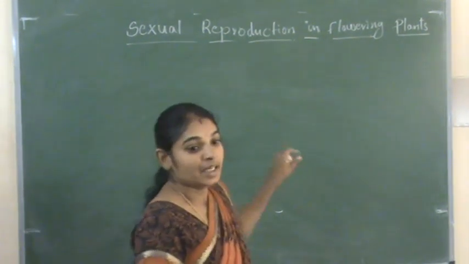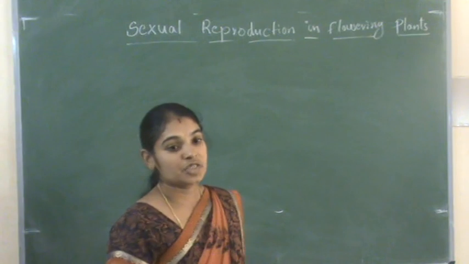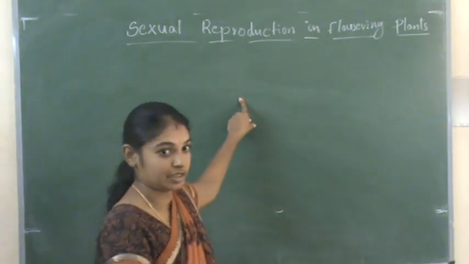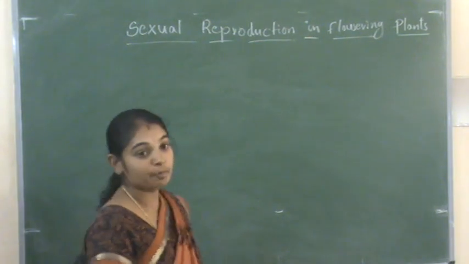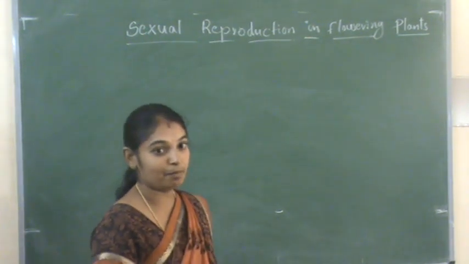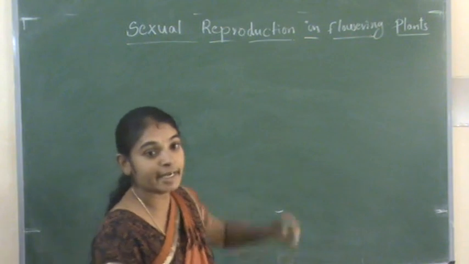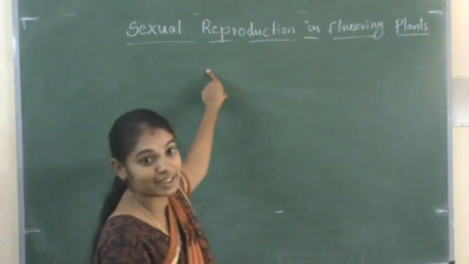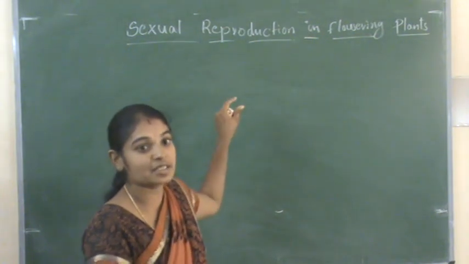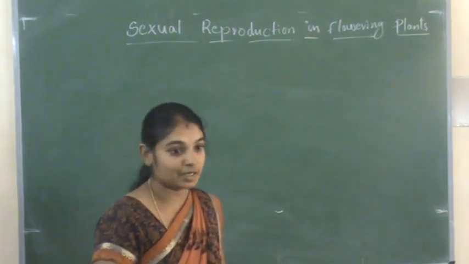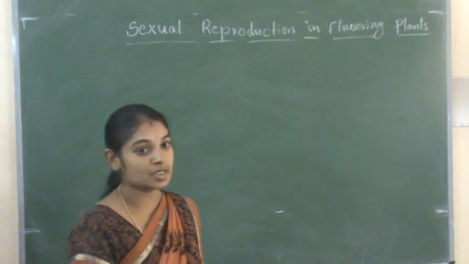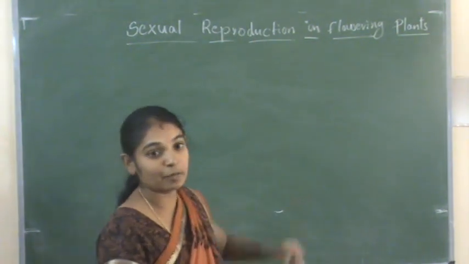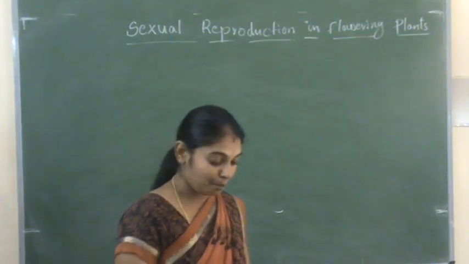Okay, good morning. Now we are going to start another chapter in the unit of reproduction. Here, that is sexual reproduction in flowering plants, especially in the angiosperms. In the sexual reproduction, what are the events and what are the structures, how the reproduction takes place to develop the seeds and fruits. So different aspects we will study in sexual reproduction in flowering plants.